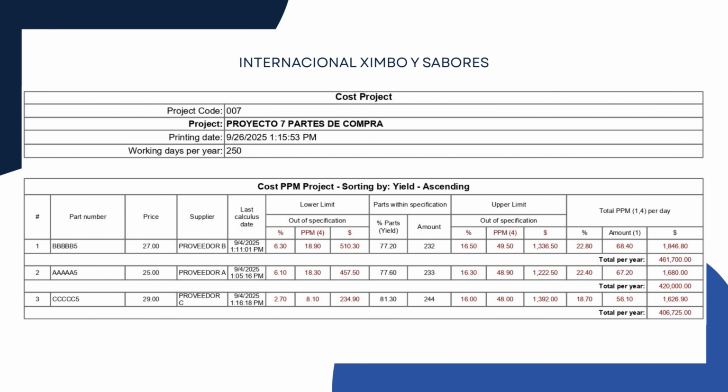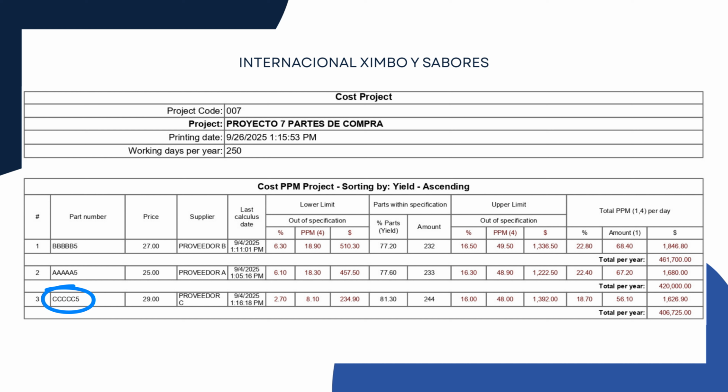For the analysis, Project 7, Purchased Parts was created, which includes 3 parts from different machinery manufacturers: A5 from manufacturer A, B5 from manufacturer B, and C5 from manufacturer C. On this page of the report, we can compare the results of each part in detail.